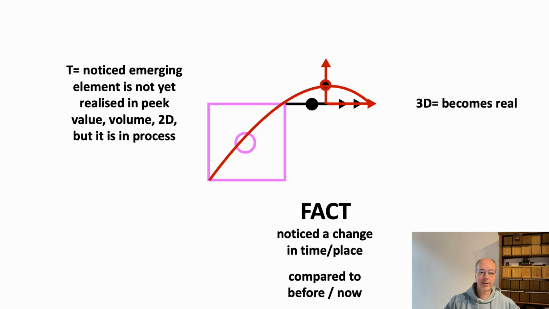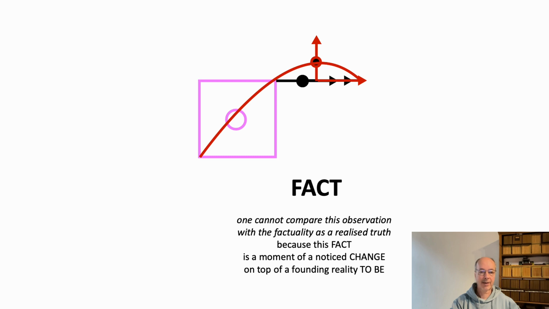This reality, this real thing, is not something that you can identify yourself from your own center. It is just only something that you observe. And so you notice a change in time and place, in another time, in another place, and that you can compare to now. That is something actually what is the reality of this. So a fact on its own is actually an observation. It's not the same as the realized truth of what you think about things.